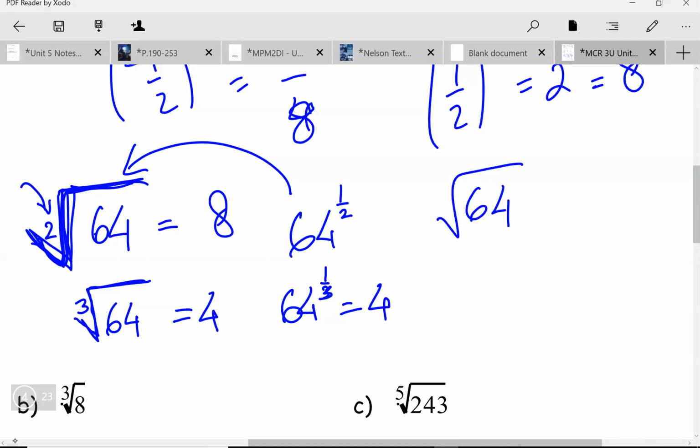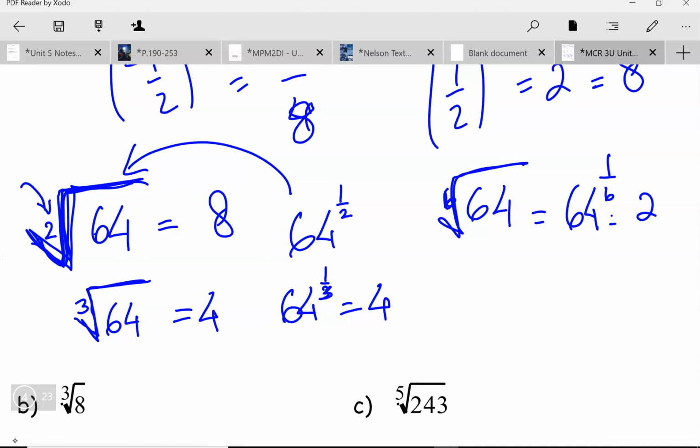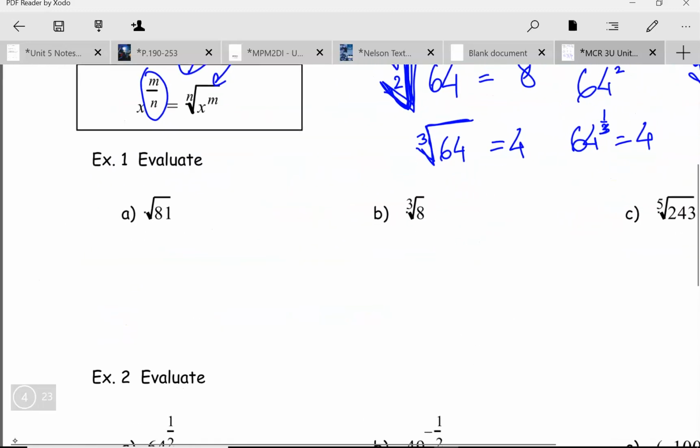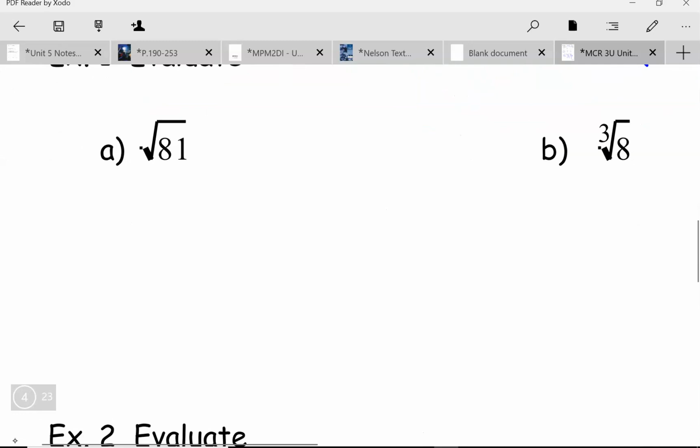64 to the 6th root. Again, root sign with a 6. This is actually 64 to the power of 1 over 6, which is equal to 2. So hopefully we'll see how we're doing this. The root sign really corresponds to the denominator of the fractional exponent. So again, the square root of 81 is 81 to the power of half.